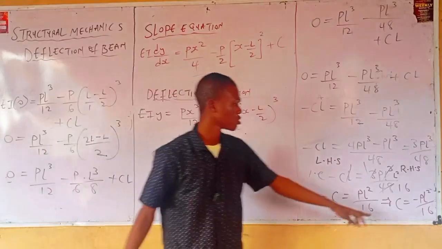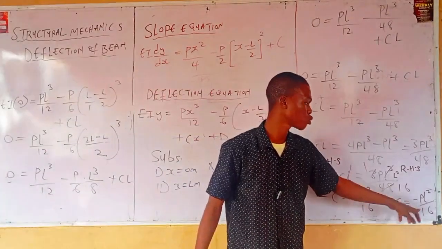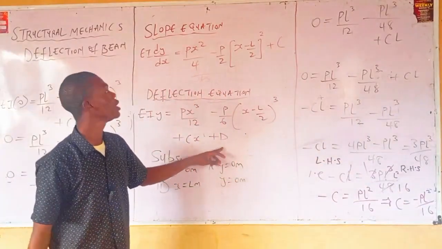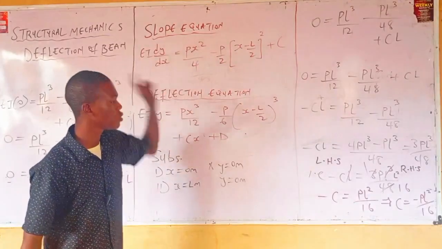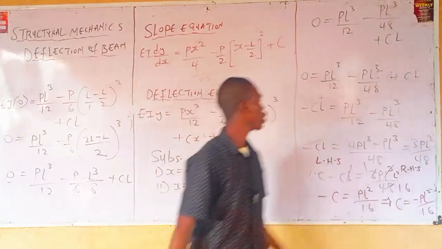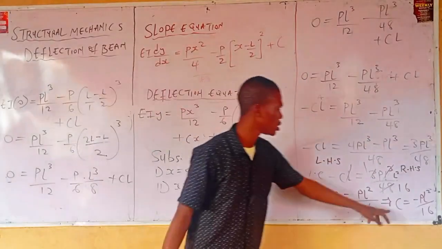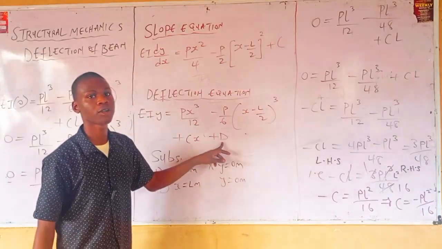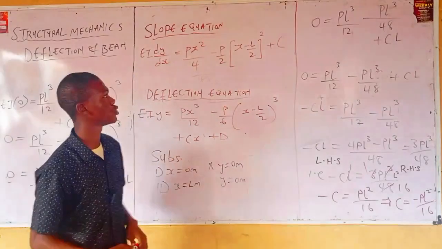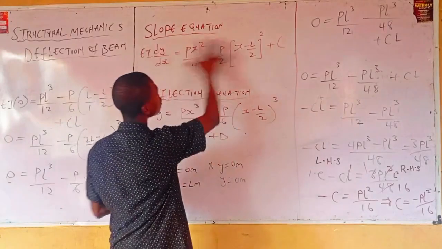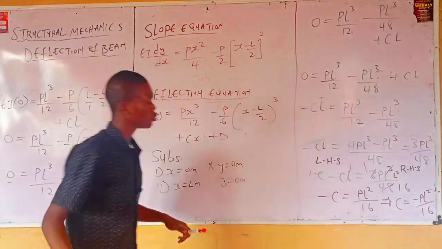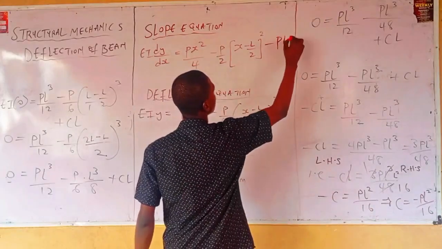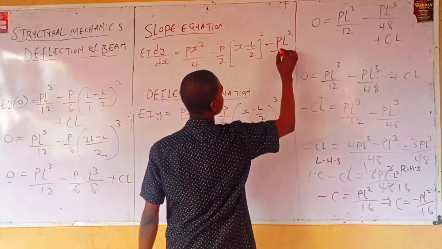We've gotten the constant C to be negative PL square over 16, and we've gotten the constant D to be what? 0. Meaning, come back to your slope equation. Anywhere you see C, put this guy here. Come back to your deflection equation. Anywhere you see C, substitute this expression, and of course substitute the value of D to be what? 0. Now let's substitute. From this slope equation, I know the value of C to be what? Negative PL square over 16. So negative PL square over 16.